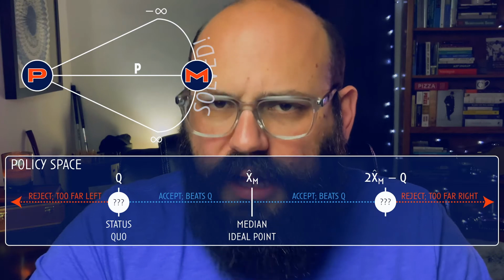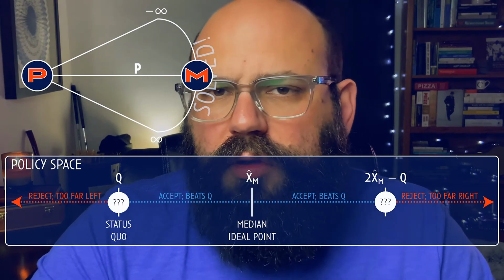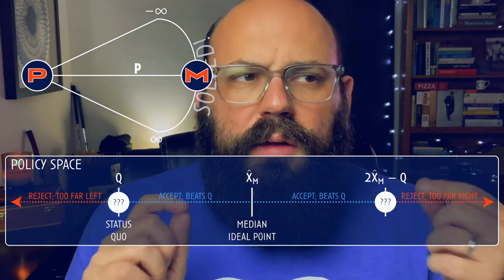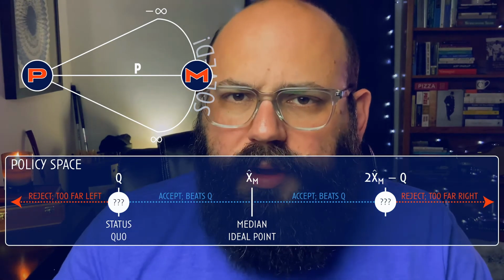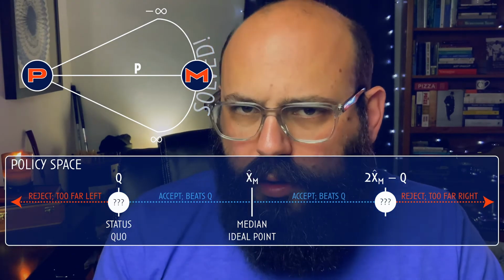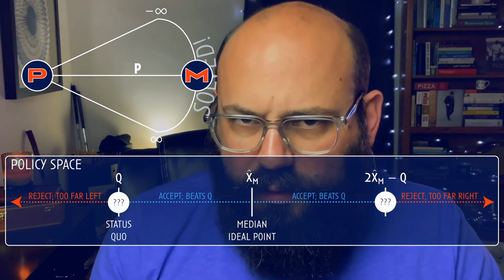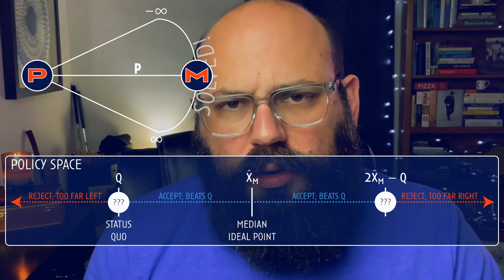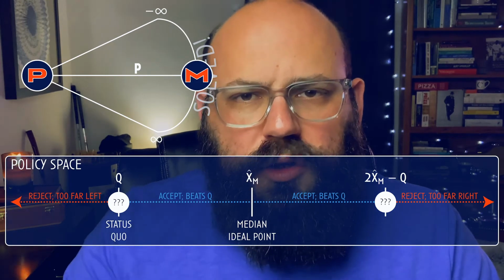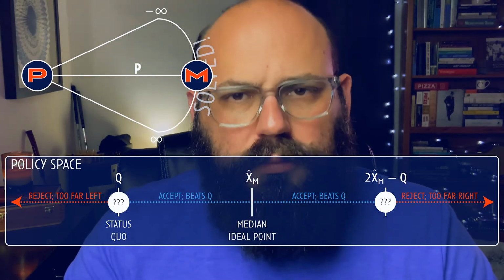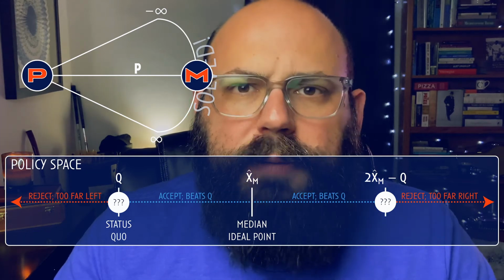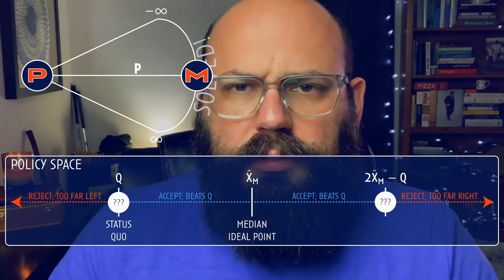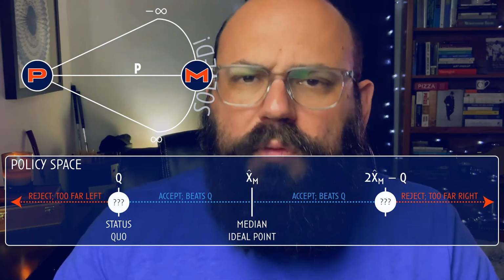If it's too far to the left, they'll reject it. If it's too far to the right, they'll reject it. If it's close enough to their ideal point, they'll accept it. And we still don't quite know what they'll do when they're indifferent. So if X equals Q, they could accept or reject. And if X equals 2M minus Q, if you propose that little mirror image point, we don't know yet. That could be accepted or rejected. Do you have a guess? You should have a guess in your mind. So we consider all those nodes solved and we move up a step.